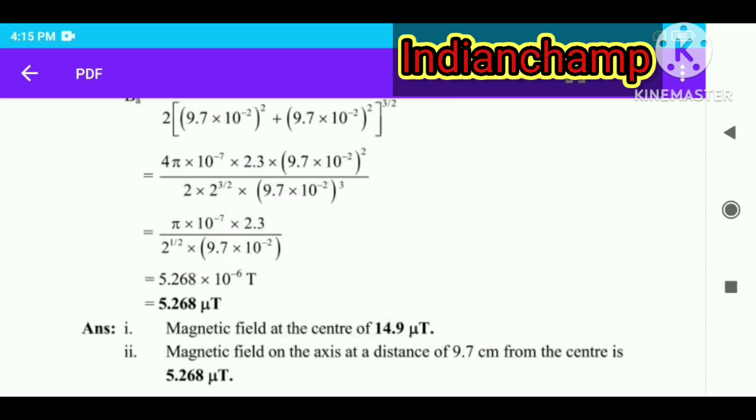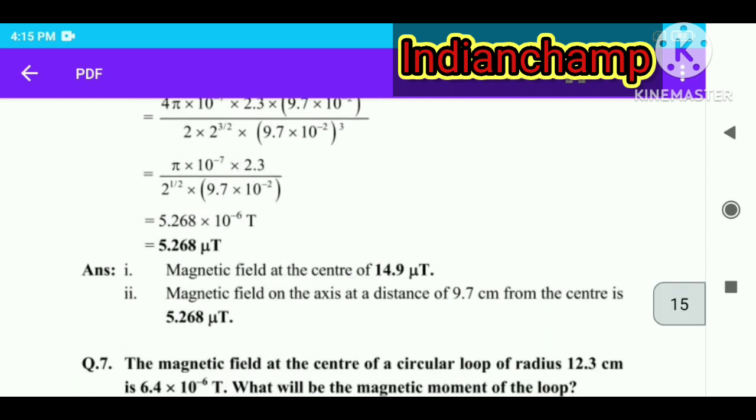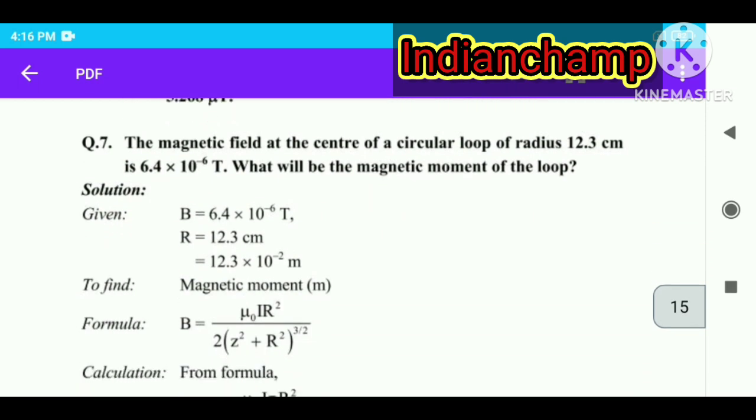Answer: First, the magnetic field at the center is 14.9 μT. Second, the magnetic field on the axis at a distance of 9.7 centimeter from the center is 5.268 μT.